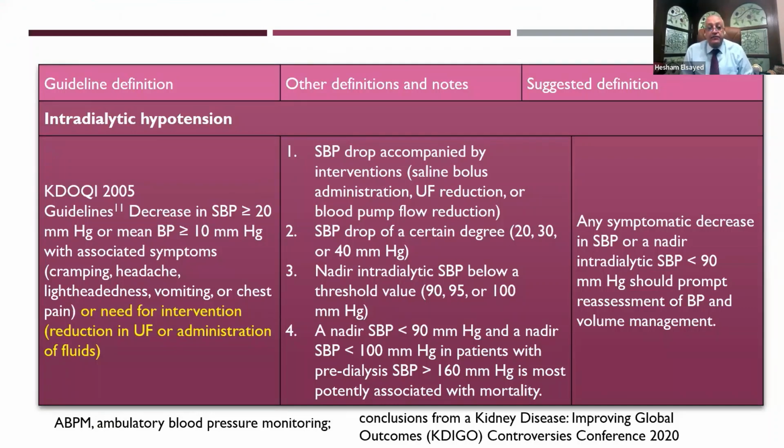The blood pressure and volume management in dialysis conclusion from the KDOQI guideline 2020 says that the four categories are: systolic blood pressure accompanied by intervention, such as saline bolus or decrease of the blood pump flow, and systolic blood pressure drop of a certain degree. A nadir intradialytic systolic blood pressure below 90 is common in patients with intradialytic hypotension. So any symptomatic decrease in systolic blood pressure or nadir intradialytic systolic blood pressure below 90 should prompt reassessment of blood pressure and volume management.